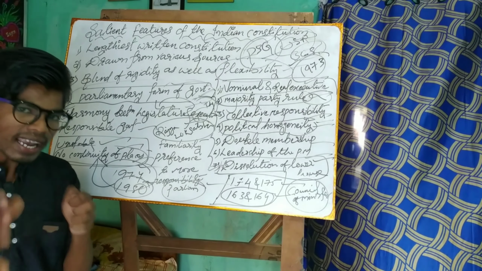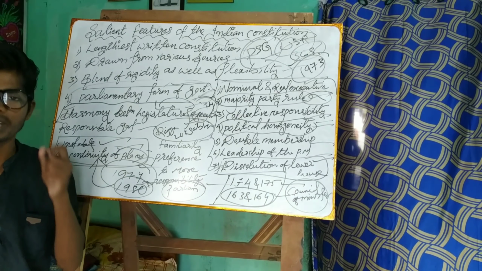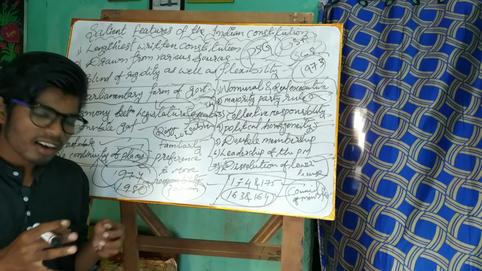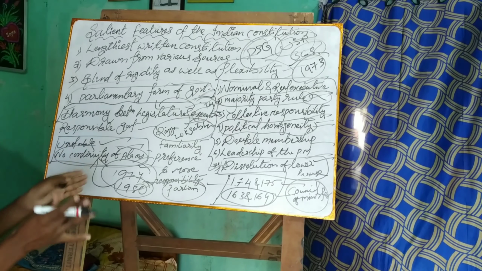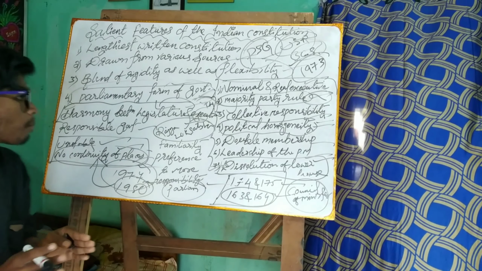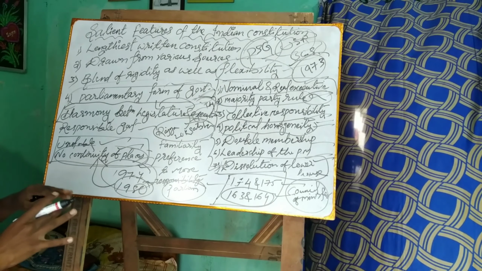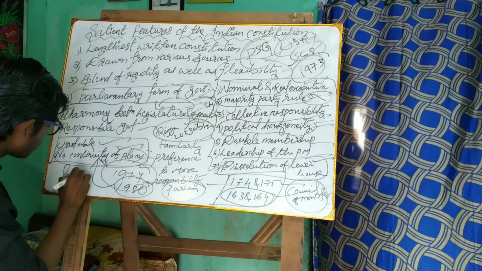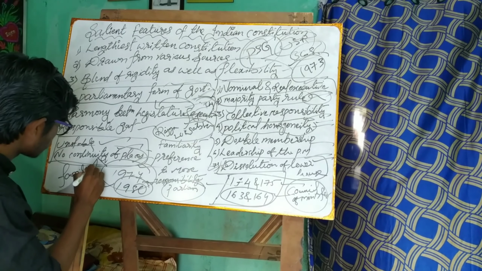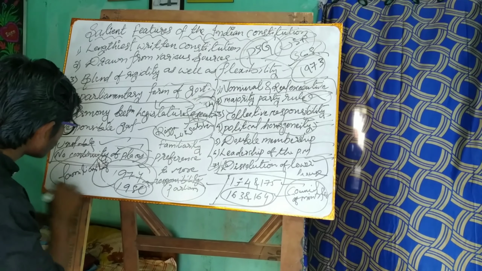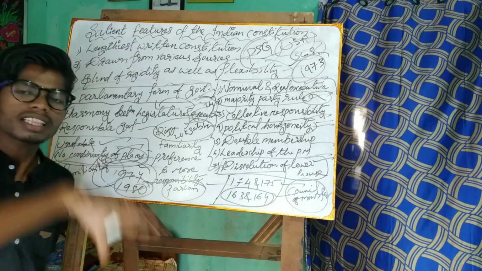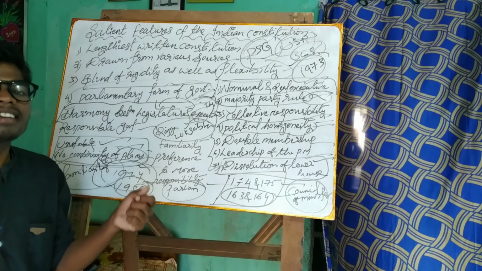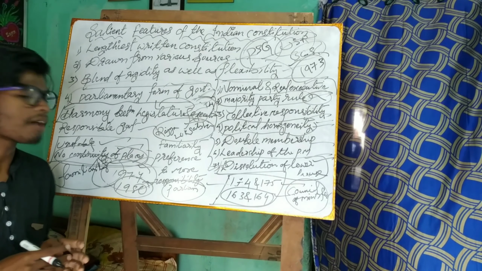So now the question is, why has India adopted a parliamentary system of government? The first point is that India had familiarity with the British pattern of the parliamentary system of government during British rule, so it could easily understand the parliamentary system.